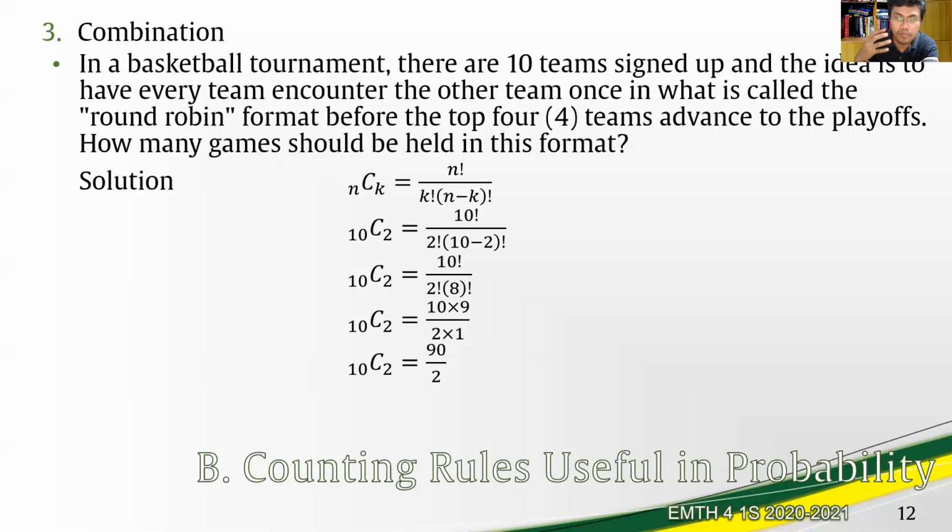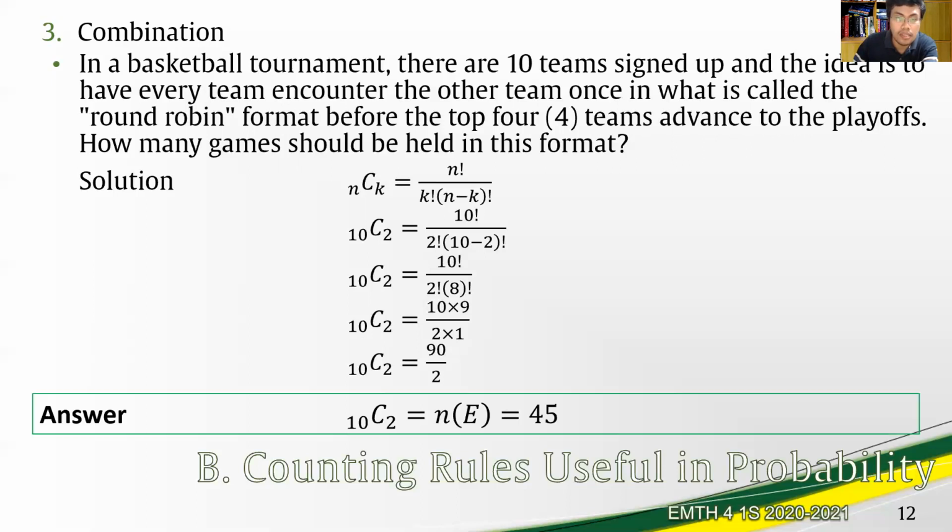Thus, the permutation output still needs to be divided by K factorial, and we have 2 as K, so 2 factorial. And we have to divide the 90 by the 2, and we have the number of elements, 45. So the tournament will have each of the 10 teams play the other teams in 45 games.